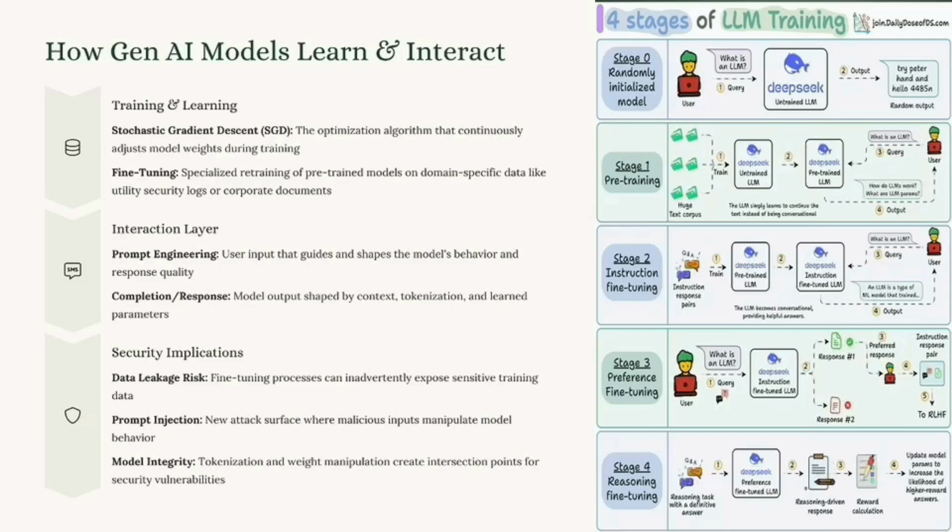Prompt injection. There are ways that you can fool these models into giving up exactly what you want. That's a new attack surface. And then model integrity. How do we know that the model that was trained and given to us is safe to use? Where has it been?